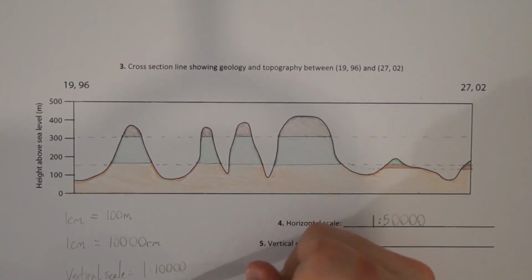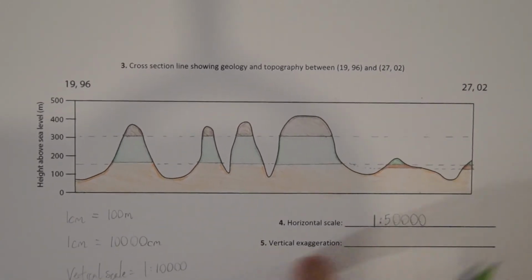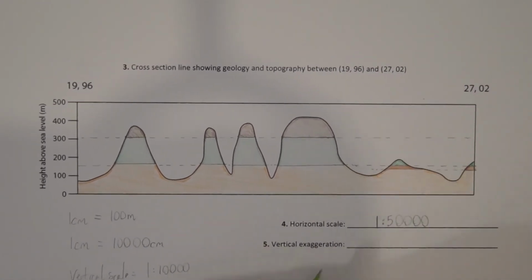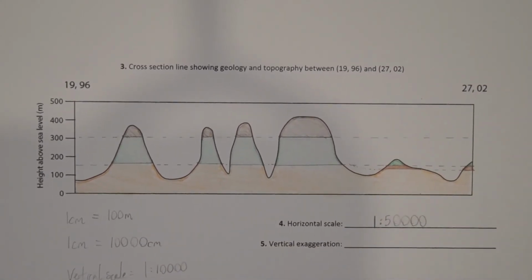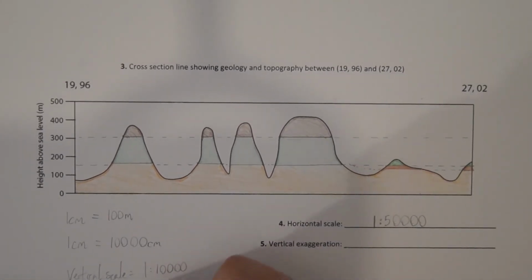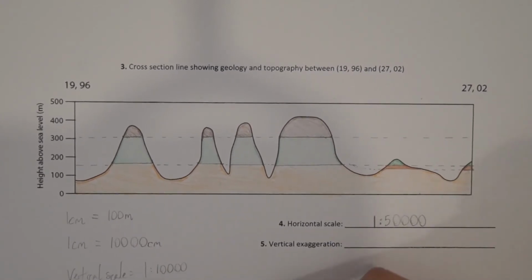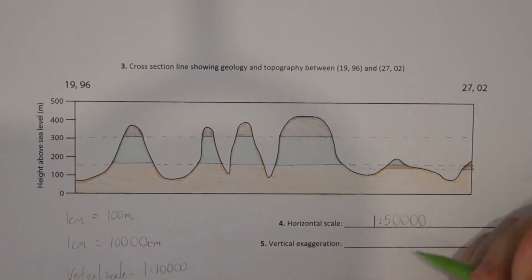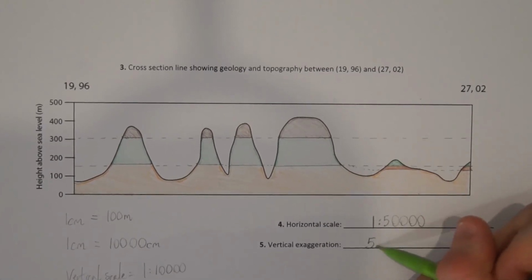and our horizontal scale equals 1 to 50,000. And to work out what the vertical exaggeration factor is, we simply divide the horizontal scale by the vertical scale. So we take that 50,000 to work out our vertical exaggeration: it is equal to 50,000 divided by 10,000, to give us a vertical exaggeration factor of 5. So our vertical exaggeration factor for our cross section is 5 times.